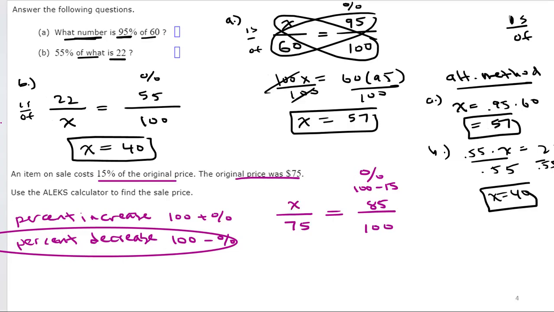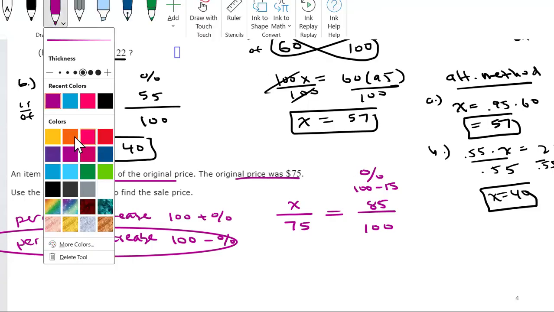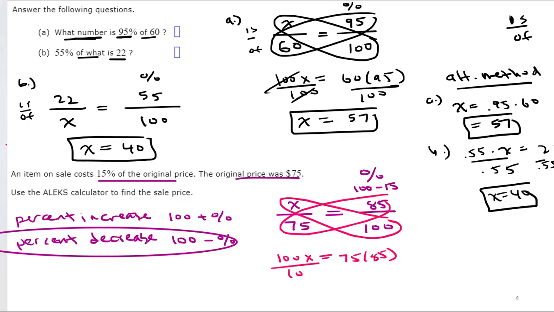So again, I'm just going to cross multiply and divide here. I'm going to multiply these together and multiply these together. So we're going to have 100X equals 75 times 85, then divide by 100. And that gives us $63.75.